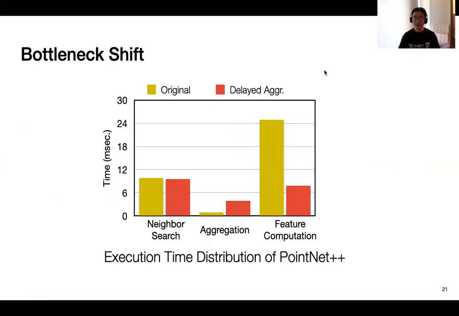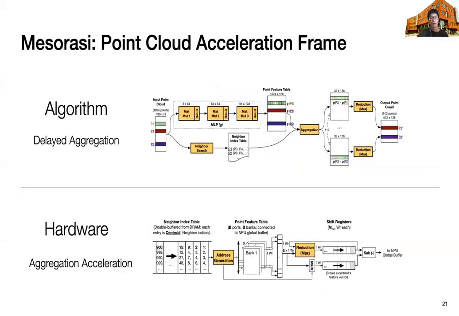Here, as we do the characterization again, we can see that the computation time of feature computation has dropped tremendously. However, the aggregation time also increases. From now on, my partner Yufeng will introduce how we solve this problem by hardware co-design. Now, Tiancheng has already introduced the first part of our framework, the delayed aggregation algorithm. Next, I'm going to introduce the second part, our hardware design.